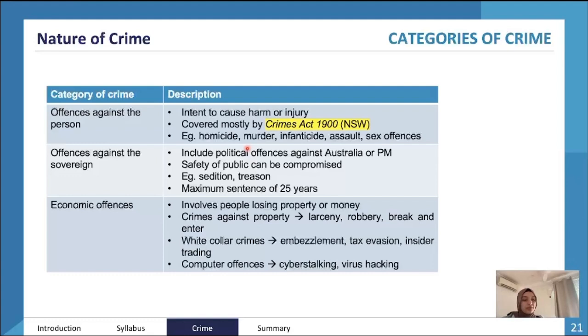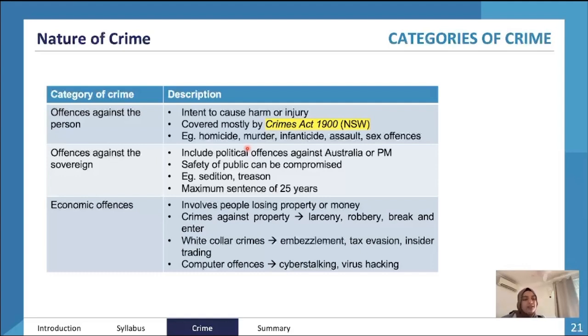Offences against the sovereign include political offences. These are obviously going to be against Australia or the Prime Minister, whatever it is, and the safety of the public is essentially compromised. So treason and sedition are examples of that, and it has a maximum penalty of 25 years imprisonment.